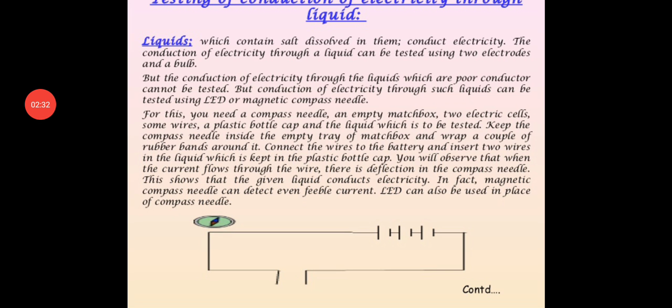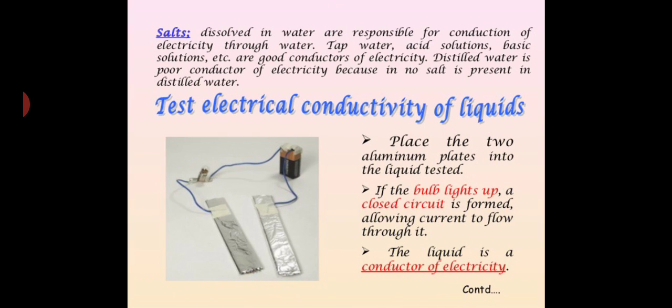There is a deflection in the compass needle. This shows that the given liquid conducts electricity. In fact, magnetic compass needle can deflect even feeble current. LEDs can also be used in place of compass needle. Salts dissolved in water are responsible for the conduction of electricity through water. Yes, the water which contains impurities, the water which contains salt will be a good conductor of electricity. Tap water, acid solution, basic solution, etc. are good conductors of electricity. Distilled water is a poor conductor of electricity because no salt is present in distilled water.